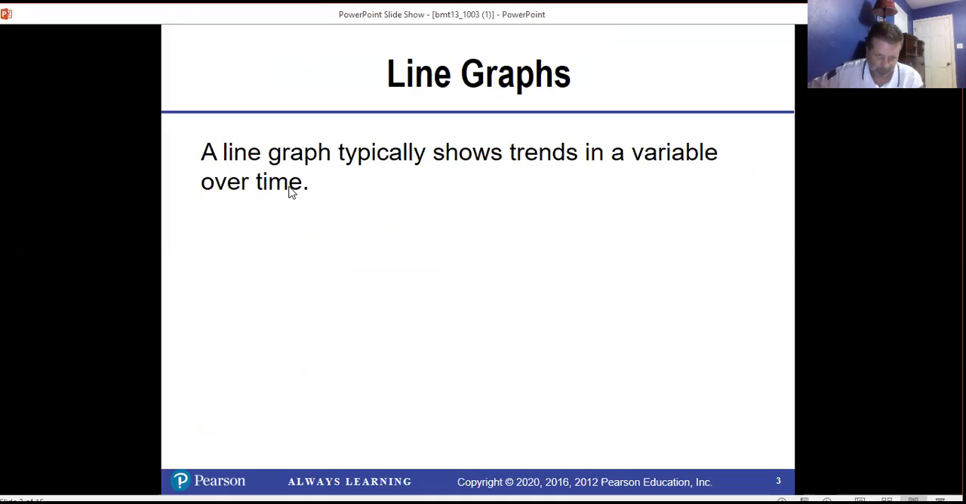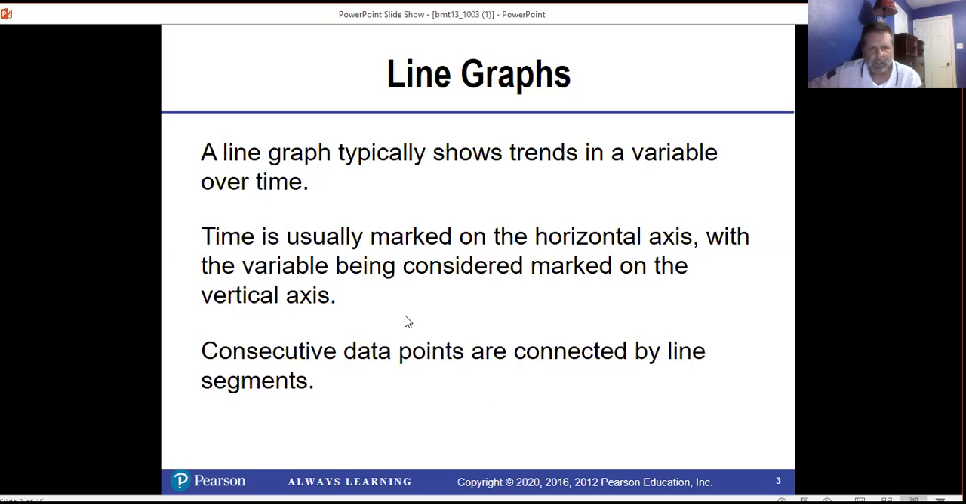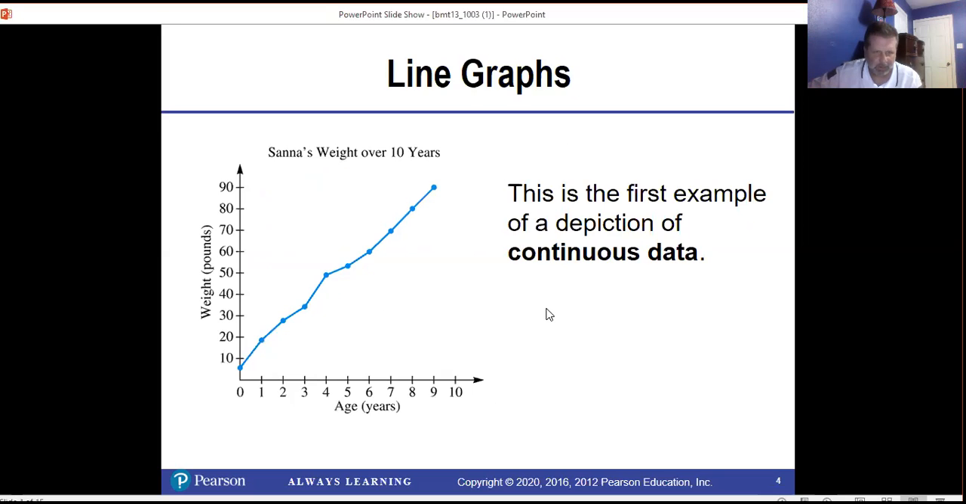So you've all seen a line graph, okay? It basically shows things over time. Time is usually marked on the horizontal. We talked about that the other day, with the variable being considered marked on the vertical axis, all right? So time horizontally, everything you're trying to tell about is vertically, okay? Consecutive data points are connected by line segments.